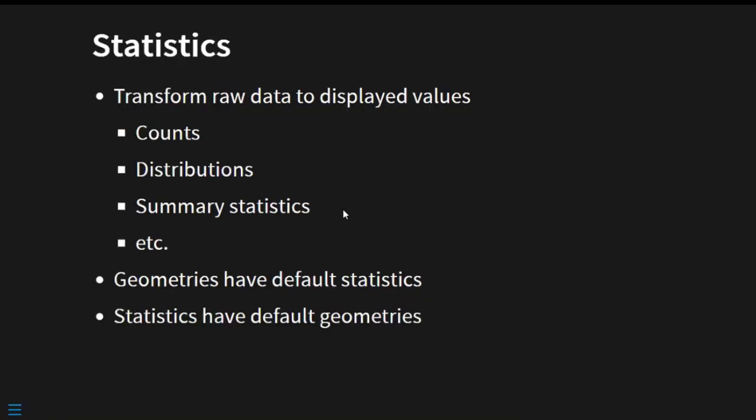You then have statistics, and these basically transform your raw data to displayed values. So, counts, distribution, summary statistics, means, medians, standard deviations, all that kind of stuff. And each geometry that's built into ggplot already has default statistics. So a lot of times, if you've looked at the document I've shared, I don't ever really specify any statistics because the geometries already have statistics built in that match the type of plot you want to create. You can still change them, but ggplot is pretty good about figuring out, hey, this is the plot we want, so these are the statistics we need to run.